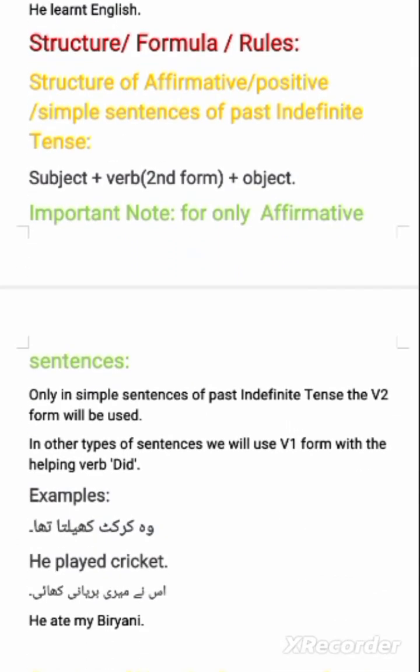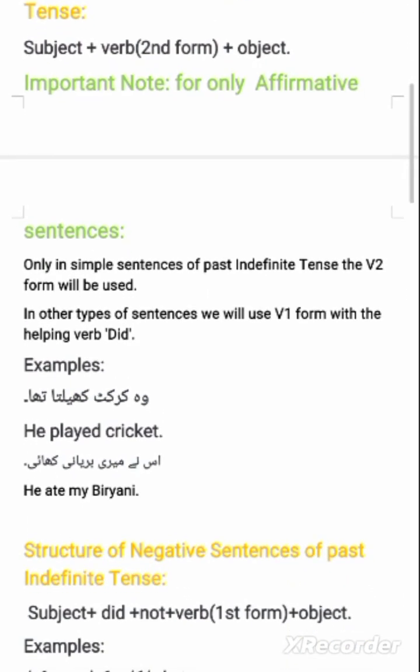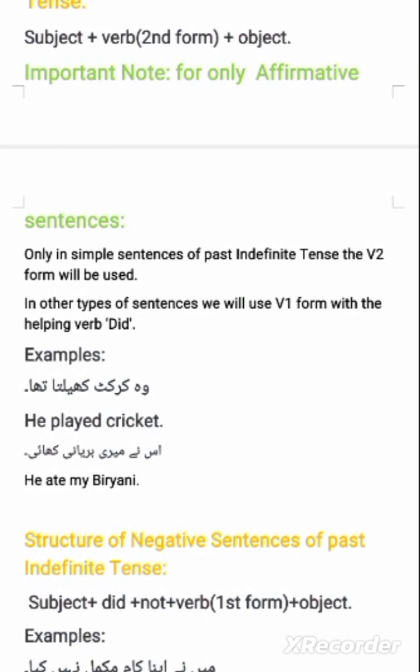But when there are negative or interrogative sentences, the verb first form will be used and the helping verb will be did. Let's see the examples of the simple sentences. वो क्रिकेट खेलता था. He played cricket. उसने मेरी बिरयानी खाई. He ate my biryani.